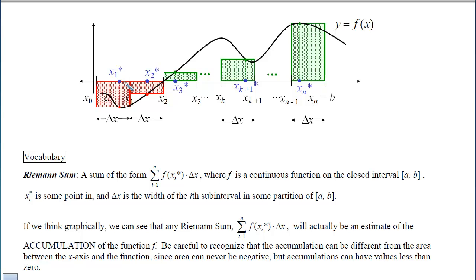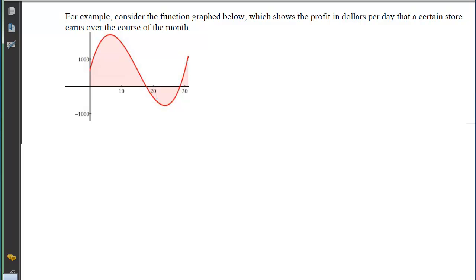For example, if we look at this accumulation until this x-intercept, what gets accumulated under f is going to be a negative value, whereas this accumulation, which is above the x value, will represent a positive accumulation. To help this make sense, let's consider this function graphed below, which shows the profit in dollars per day that a certain store earns over the course of a month. We did problems like this in section 5.1 where we had the rate, and notice this is measured in dollars per day. And then the input, or the x, is representing the days of the month. So we have this 31-day month, and we have the rate at which we are accumulating money.